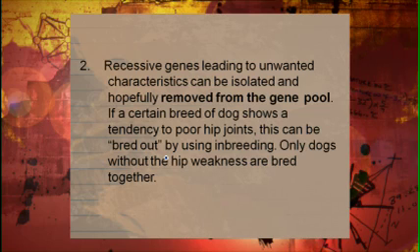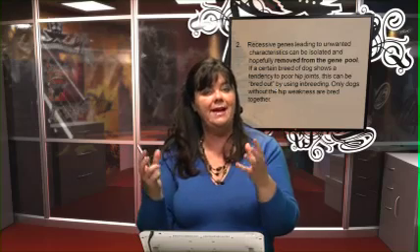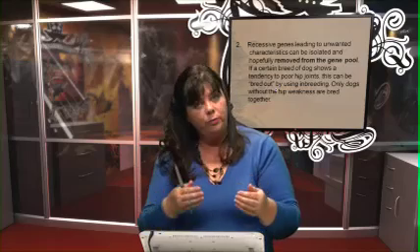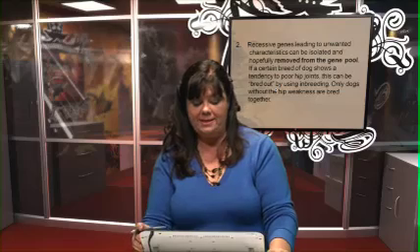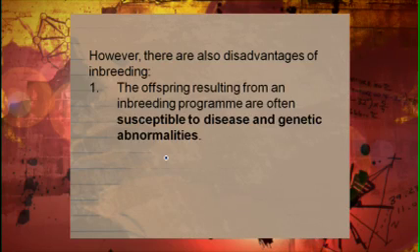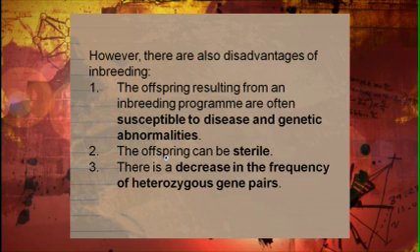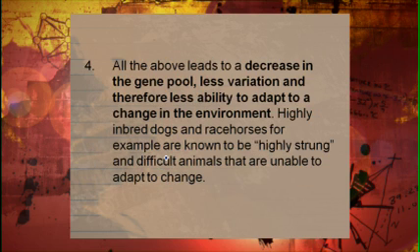Recessive genes leading to unwanted characteristics can hopefully be removed from the gene pool. So it's possible that a dog breeder has bred a certain kind of shape of dog, but now unfortunately we realize that that shape causes hip dysplasia, a condition where the hips can't support the body of the dog. And so hopefully with inbreeding, they can breed those characteristics out. However, there are also disadvantages. The offspring resulting from an inbreeding program are often susceptible to disease and abnormalities. The offspring can be sterile. There can be a decrease in the frequency of heterozygous gene pairs, which are considered strong. All of this leads to a decrease in the gene pool, less variation, and therefore less ability to adapt to a change in the environment.